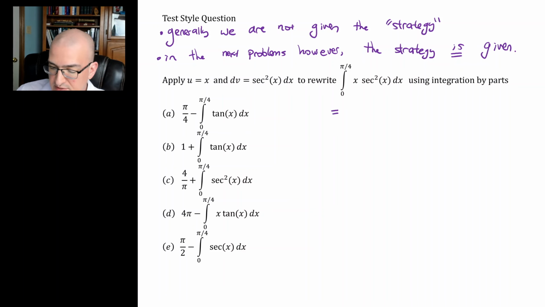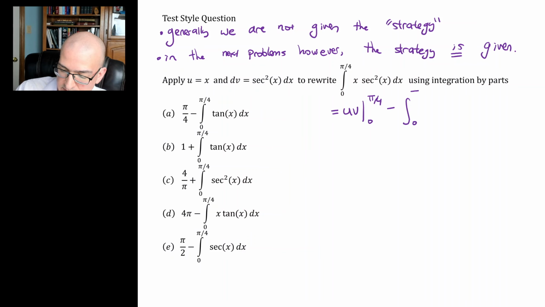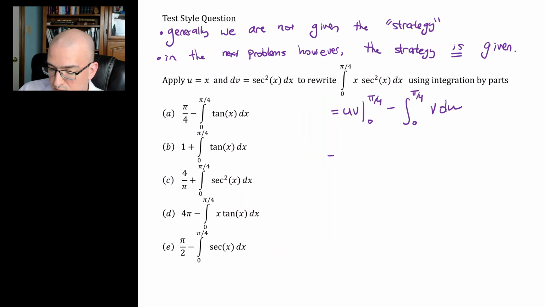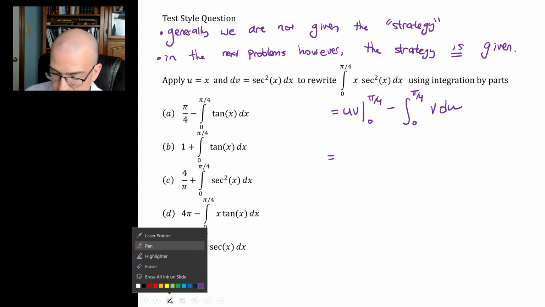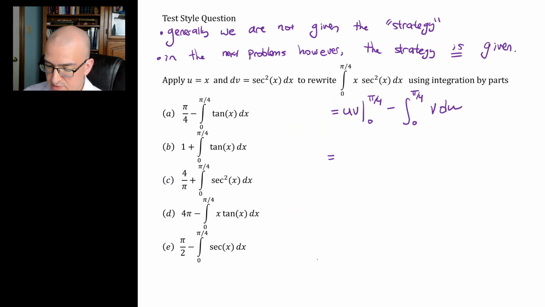So I'm going to identify that this integral can be rewritten as uv, evaluated from 0 to pi over 4, minus the integral from 0 to pi over 4 of v du. We're going to have to find out what u, v, and du are. So using the LATE acronym, L-A-T-E, we don't have any logs. We do, however, have an algebraic term. We have an x, so I'm going to let u, oh, never mind, like I'm on autopilot. It's telling me to let u equal x.